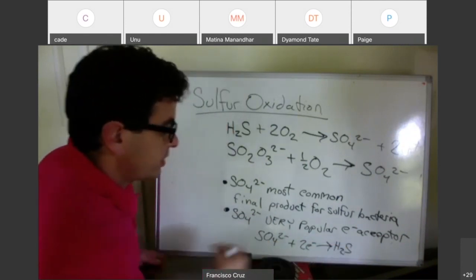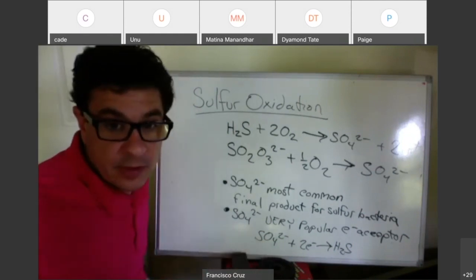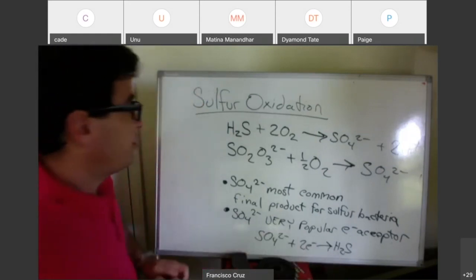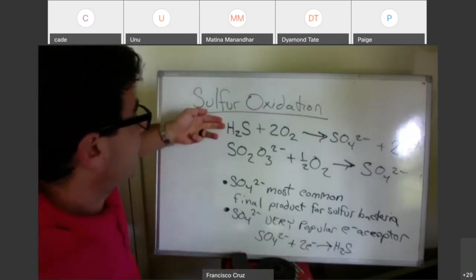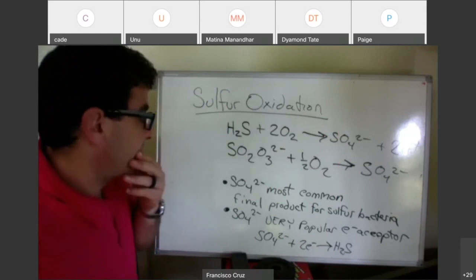You can add 2 protons here too. When sulfate is an electron acceptor, then you produce hydrogen gas. And when you produce hydrogen gas, then you get the H2S oxidizers a chance to make a living.